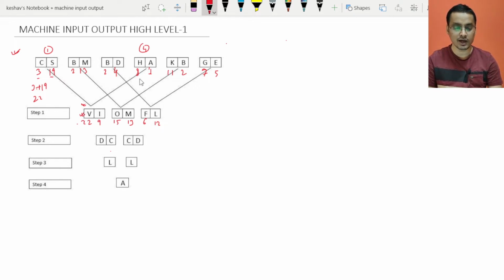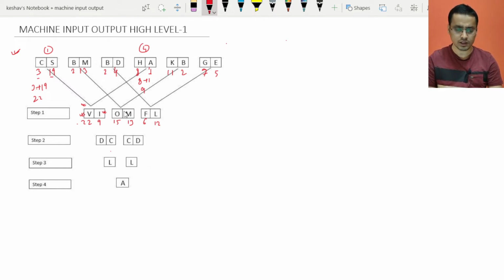Now if I add 8 plus 1, what is it? It is 9. So which alphabet has the ranking 9? I will be that alphabet. So I is written here. I hope you understood the logic. So let's apply this logic in box 2 and box 3 of step 1.